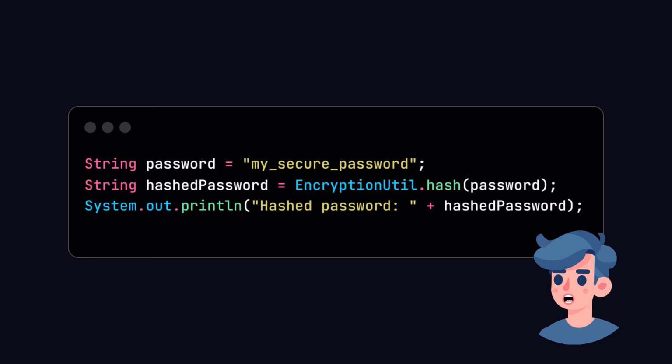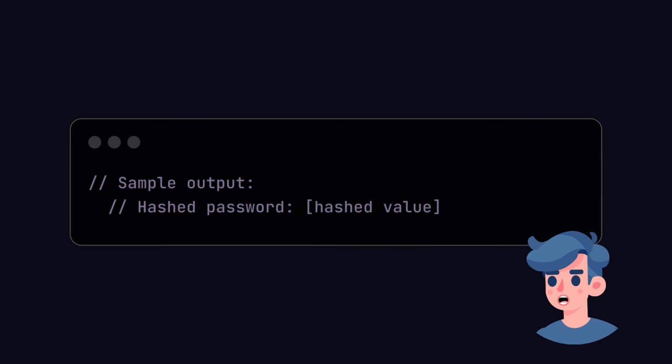Now, let's test our hashing function. Update your Main class to include a demonstration of this new hashing feature. Run your application again, and you should see a hashed representation of your password printed to the console. Hashing is an essential aspect of securely storing passwords and verifying data integrity.